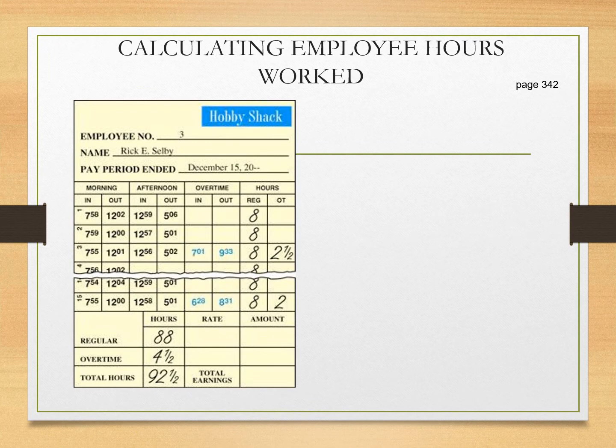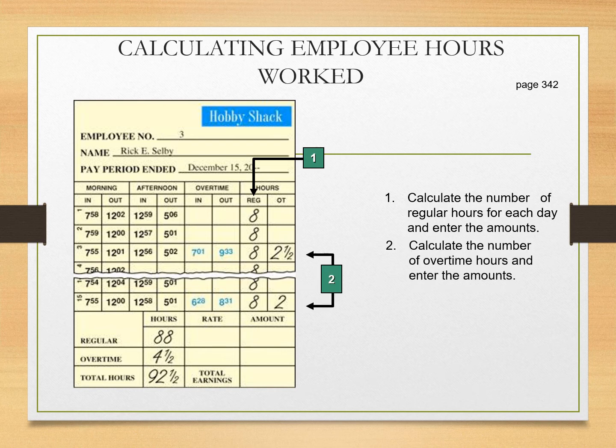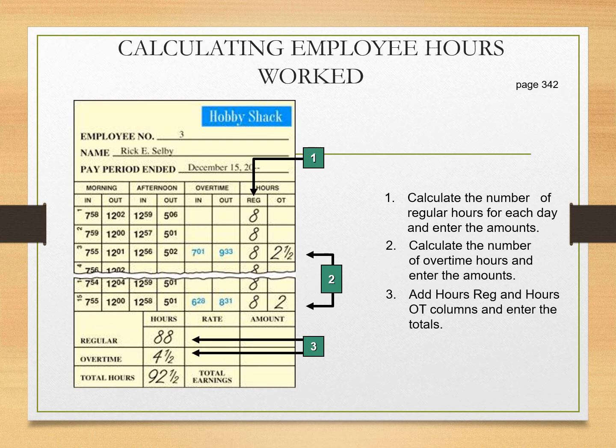Now let's look at an employee's time card. First, we will calculate the number of regular hours for each day and enter the amounts. Then we will calculate the number of overtime hours and enter the amounts. Third, we will add up our regular hours worked and our overtime hours worked and come up with a total hours worked. In this case, we have 88 regular hours worked, 4.5 overtime hours, totaling 92.5 hours worked.